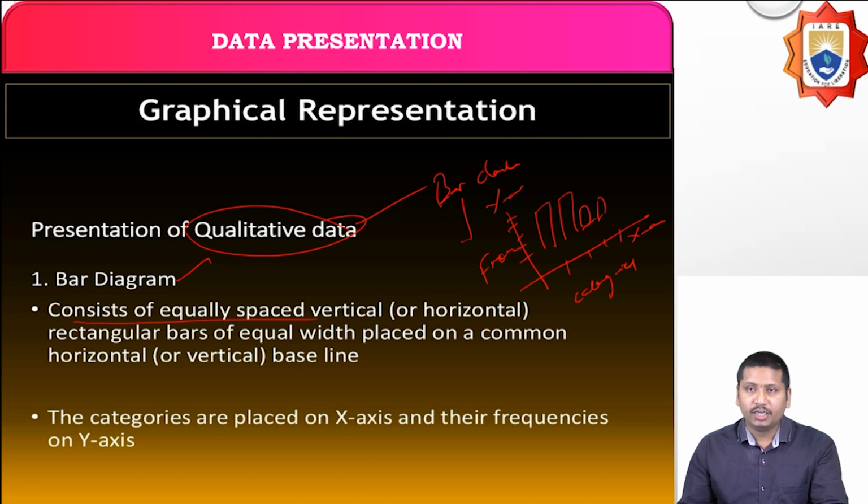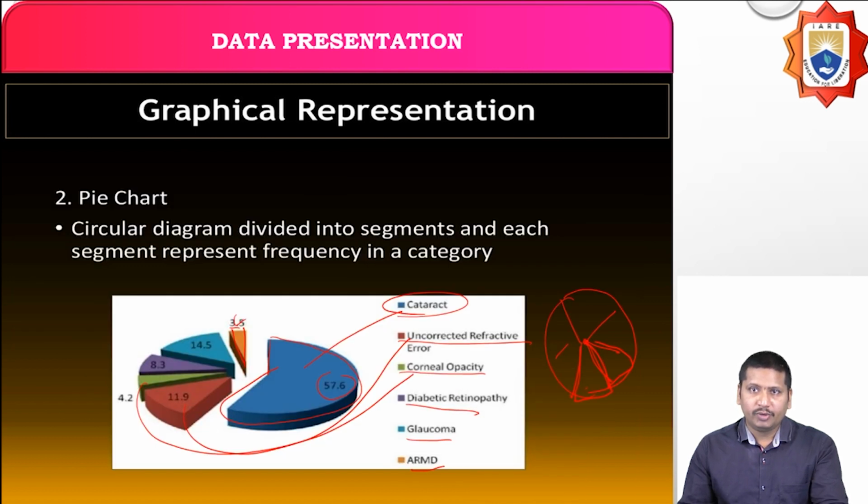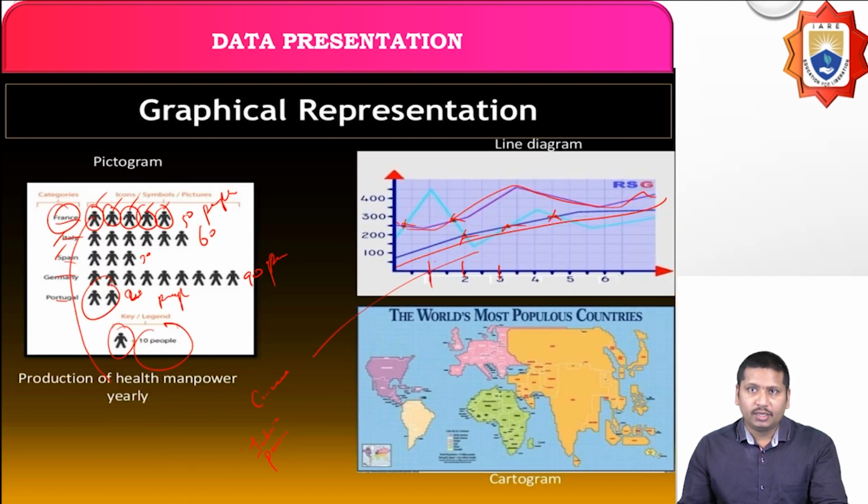For qualitative data, it should be the bar diagram, and these are some of the different types of bars: simple bar, composite bar, and multiple bar. The pie chart also supports that. And these are other kinds of presentation for representing qualitative data: pictogram, line diagram, and cartogram.